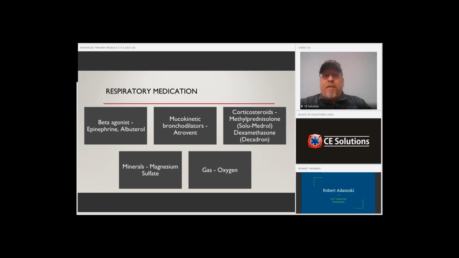Finally, we have drugs used in specific circumstances, like minerals such as magnesium sulfate, which is used for refractory respiratory distress conditions like asthma. We also have medical grade oxygen. Remember, we want to maintain our patients' proper SpO2, or oxygen saturation levels. Follow your local protocols, but generally we want to keep them anywhere between 94, 95% up to 99, 100%, depending on your protocols and the patient's condition.